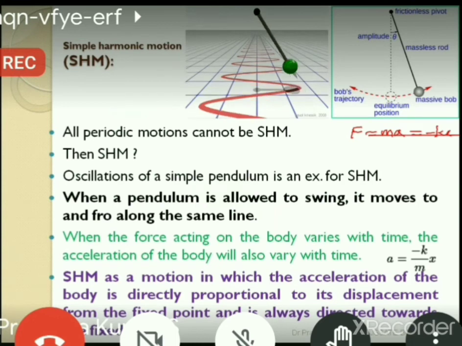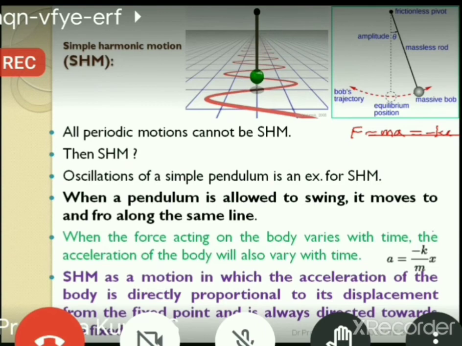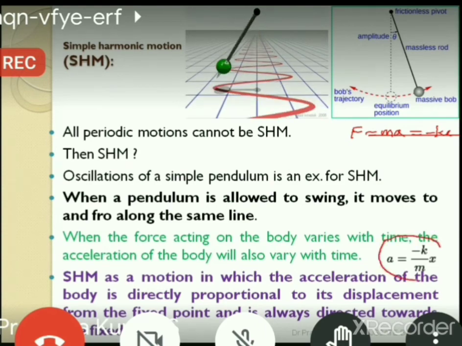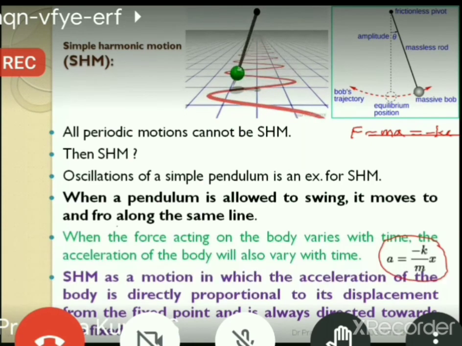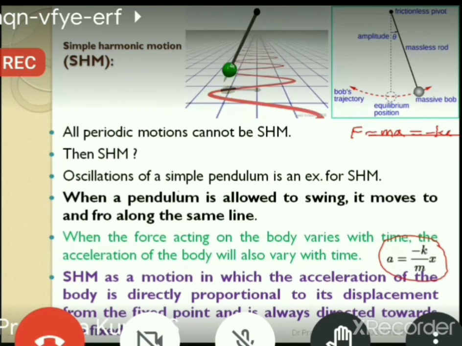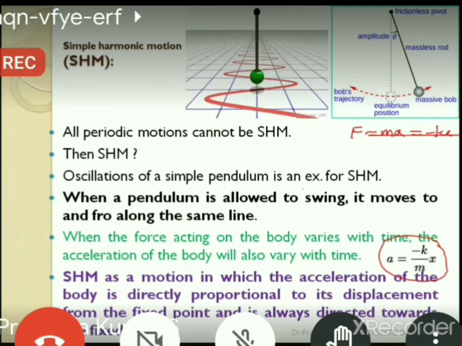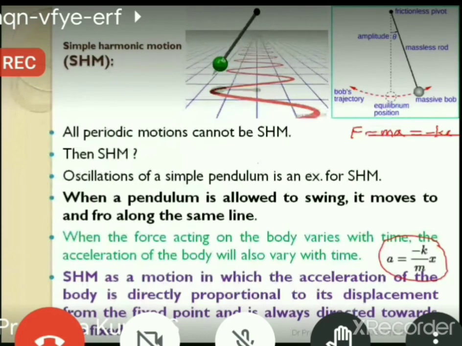So I understood now that for a simple harmonic motion, this should be valid: acceleration is proportional to the displacement. You can define simple harmonic motion as a motion in which the acceleration of the body is directly proportional to the displacement, and the motion is always directed towards the mean point, the equilibrium position. Such a motion is simple harmonic motion.